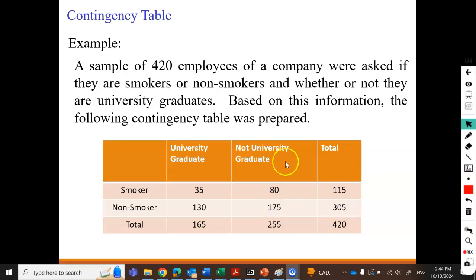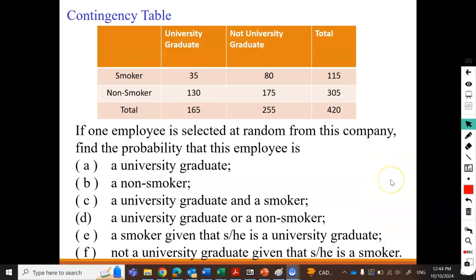So there are in total 165 university graduates, you can see, and out of that 35 are smokers and 130 are non-smokers. Same way you can find out how many are non-university graduates, and out of all the non-university graduates, how many are smokers and non-smokers. So we will solve this problem here.